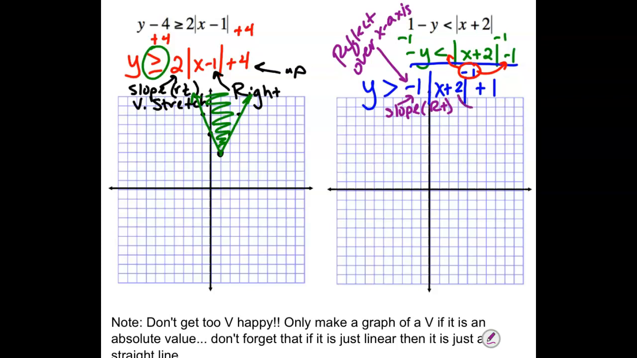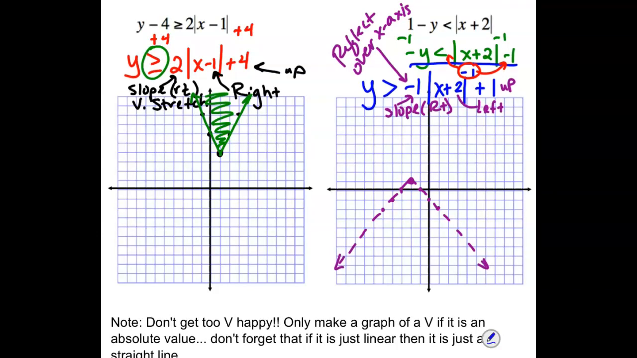Our other transformation is that we have moved it left 2 and up 1. So for our vertex, I'm going to start from the origin, go left 2 and up 1. That is my new vertex. On the right-hand side, I want to have a slope of -1, so down 1, right 1. I'm going to go down and left to reverse that on the left-hand side. Since there is no equal sign with my inequality, I'm going to make this a dotted V. And then since I want y to be greater than that, I'm going to be shading everything above it.